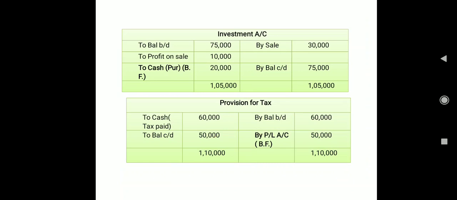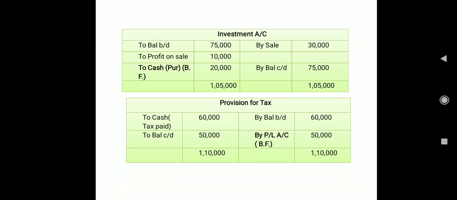Now next we are going to open the investment account. So investment, long term, it was given in the question clearly. So opening balance debit side 75,000 and closing balance credit side 75,000. Fine. And if you go for the additional information, what was given: during the year investments costing rupees 20,000 were sold at a profit of rupees 10,000. So the cost of the investment was 20,000 and the profit you have earned is 10,000. That means totally you have sold for 30,000.